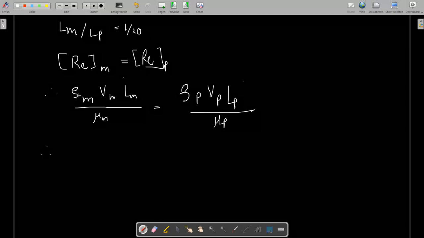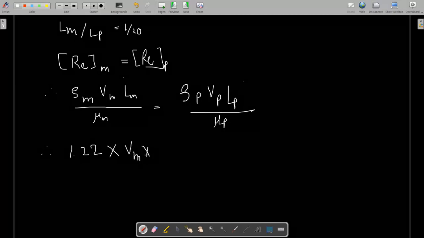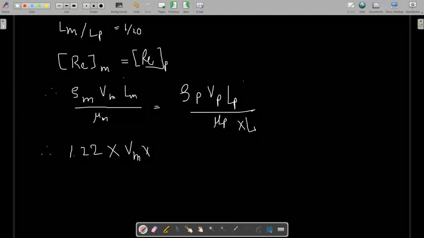Now the model is working under air, so the density of the working fluid of the model will be the density of air, which is given as 1.22. The velocity of the model is what we have to find. The length of the model is not directly given, but the ratio is. So when we take LM to the other side, it will come in the denominator.